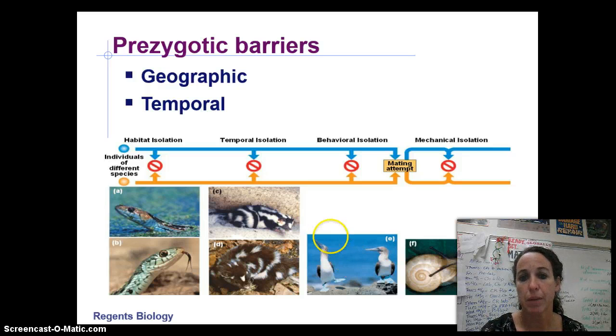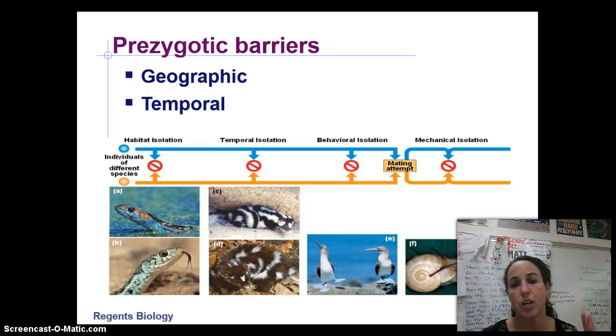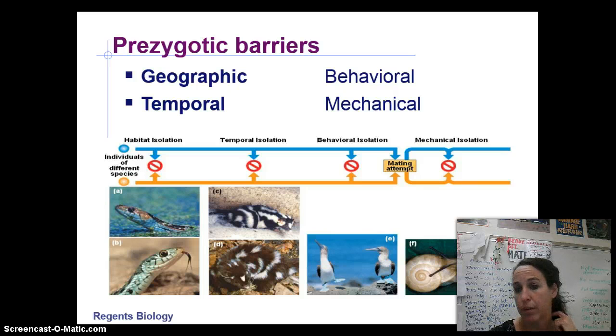And then the last one is mechanical isolation. Mechanical isolation means that they are attempting to mate, however, the parts don't quite fit together, or they don't match up correctly, so they cannot actually reproduce. So that's why species remain separate. Okay, so those are the 4 that we have: geographic, temporal, behavioral, and mechanical. And remember that geographic is the same thing as habitat.